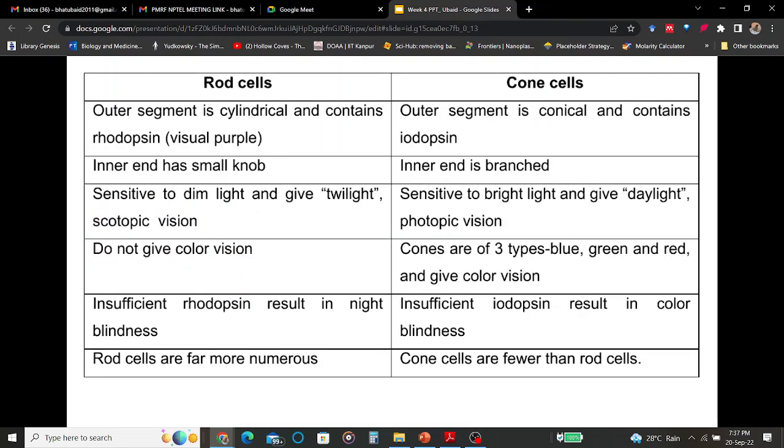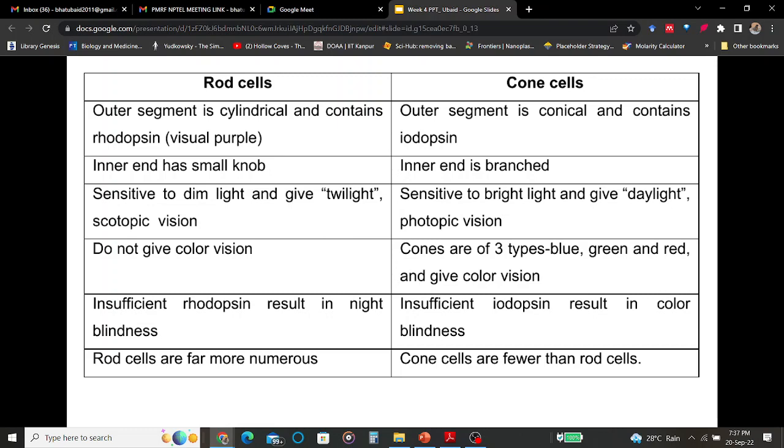So in the retina of the eye, there are two types of electrically active cells, or photosensitive cells. These two cells are rod cells and cone cells. The rod cells are placed in the outer segment and contain rhodopsin, the photosensitive pigment present in the rod cells, and it is visual purple in color.